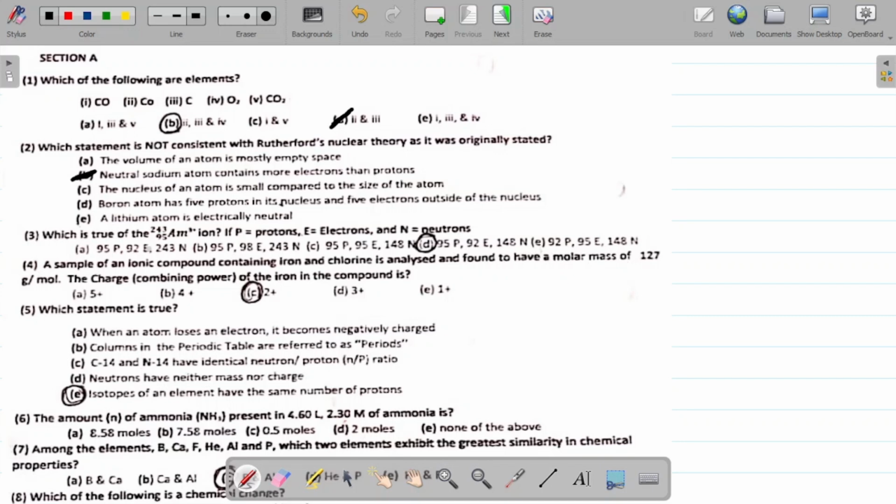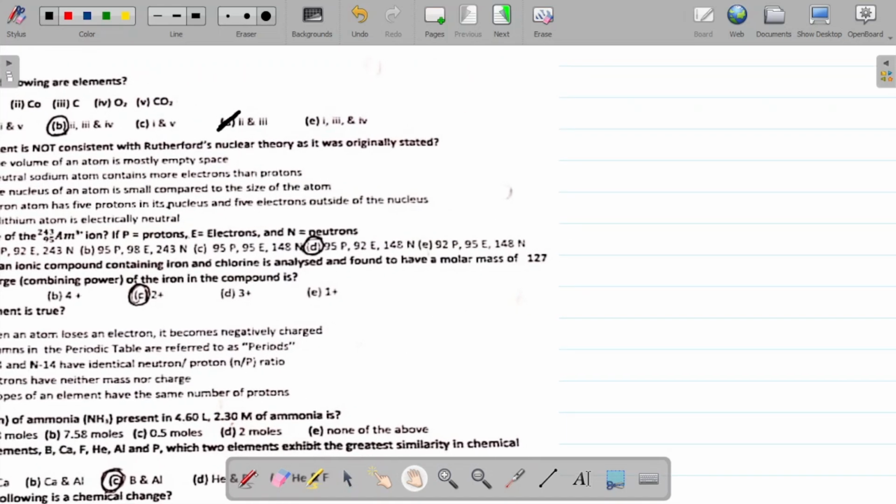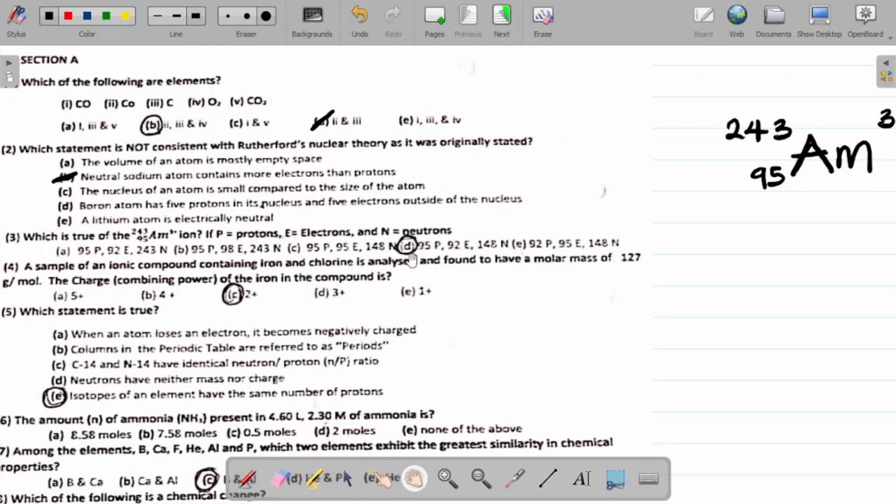Number three, which is true of this ion? Now let me write that out. What you have there is Am, with 243 at the top, 95 at the bottom left, and 3 plus at the top right. If you look at the options, you're seeing P, E, N, all true. P means number of protons, E means number of electrons, and N means number of neutrons.